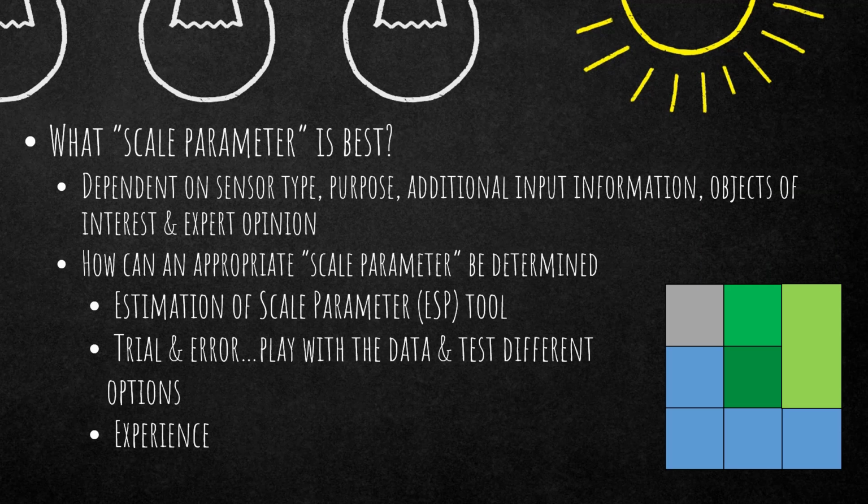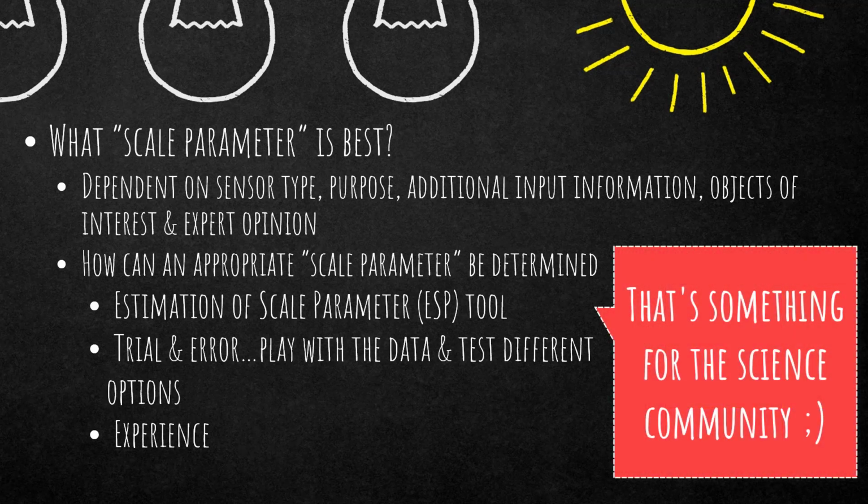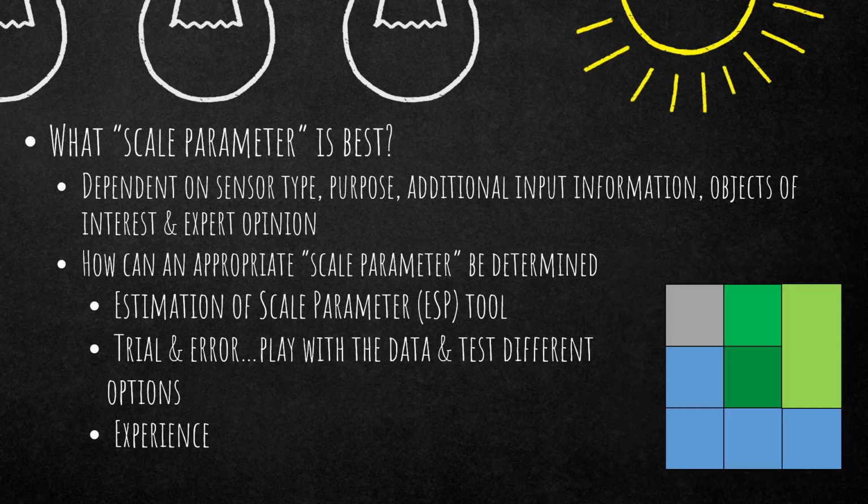And there is no definite answer to that question. It depends on a lot of different things. For example, the sensor type that you're using, the purpose of your segmentation, additional input information, your objects of interest, and also your expert opinion. So it's very difficult to come up with one number that reflects the best scale parameter for your segmentation. Nevertheless, you're gonna find a tool called ESP tool to estimate the scale parameter in the eCognition community. Usually it's trial and error, so play with the data and test different options, and it's your experience. So use it and you're gonna know which settings are best suited for your purpose.